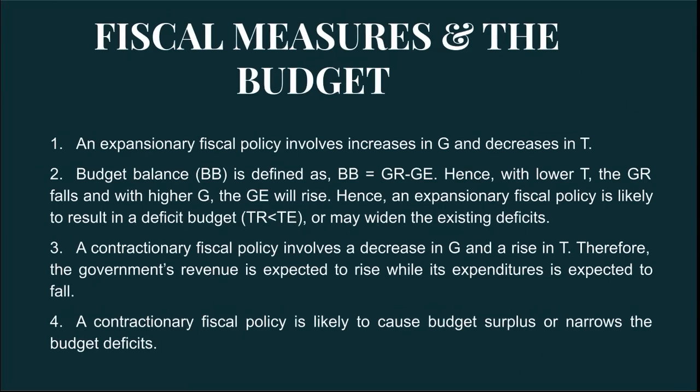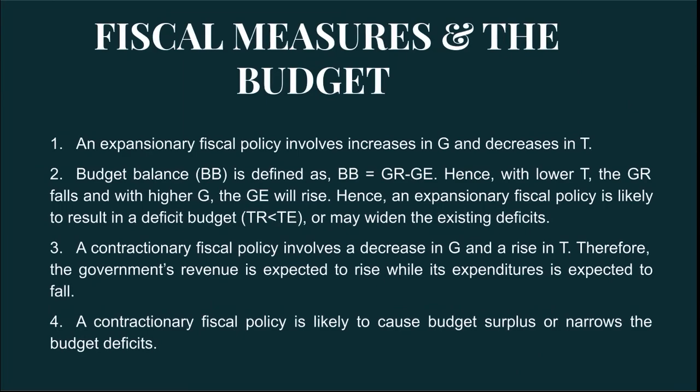Next, the fiscal measure and the budget. Fiscal measures, we have expansionary fiscal policy and the contractionary fiscal policy. I repeat, expansionary fiscal policy means cutting down tax and also increasing the government expenditure. So in this case, we can clearly see that the government expenditure is greater than the government revenue, which will cause what? Which will cause a budget deficit, or deficit budget, because the T is lesser than the G.